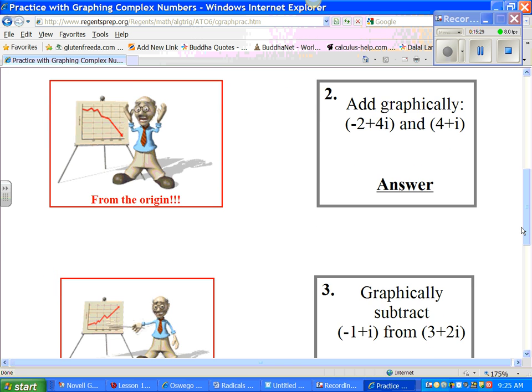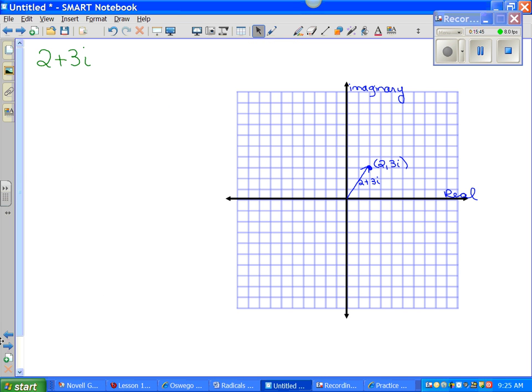Okay, so I want you to add graphically negative 2 plus 4i and 4 plus i. So in order to add it graphically, you have to graph each original vector and then graph their resultant vector. Okay? Actually, let's use this one again. New graph, please and thank you.